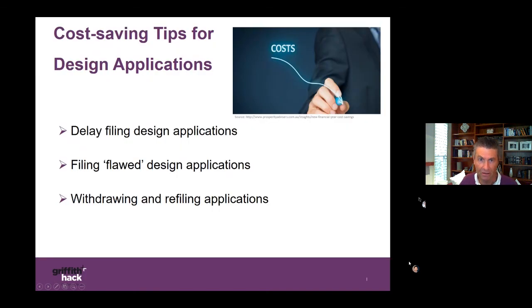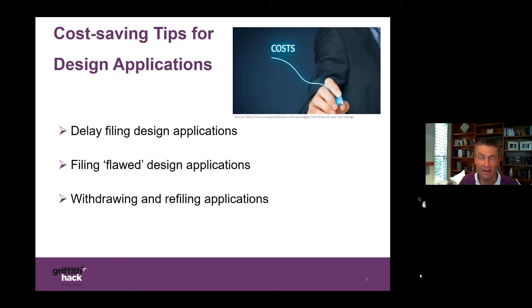So, cost savings tips I'm going to outline during the next 10 minutes or so for design applications. Design applications are pretty straightforward in Australia. Essentially, if you file, it will register. It's a relatively inexpensive IP right, but where the costs start to rack up is if you're thinking of overseas protection. And so it's good to have some strategies in place.